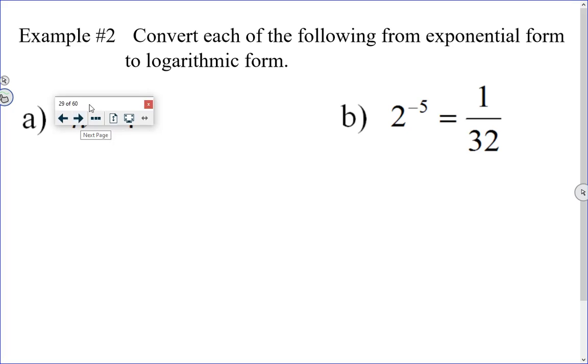Now, before we get to the examples and doing these, which may not take very long, does anybody have any questions?